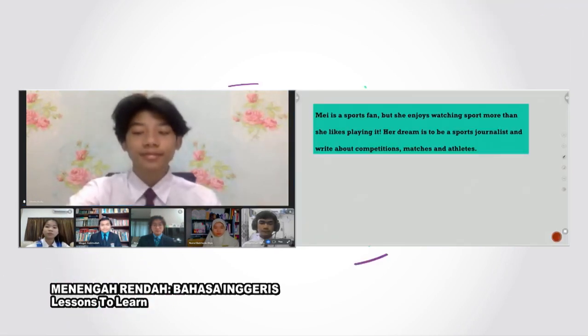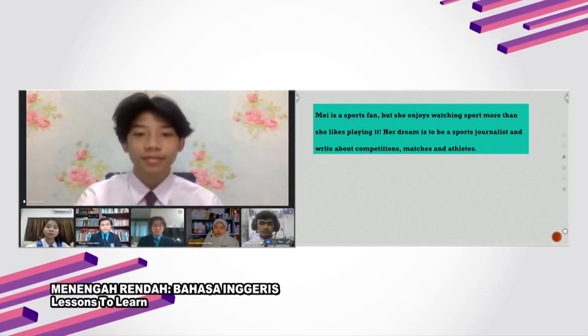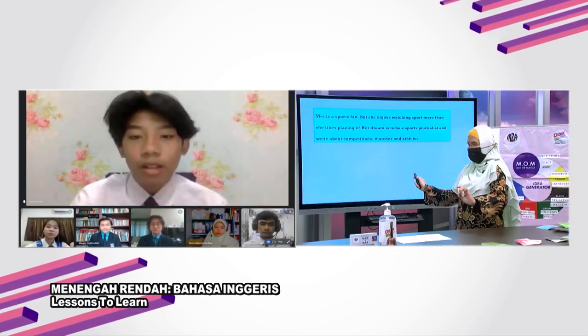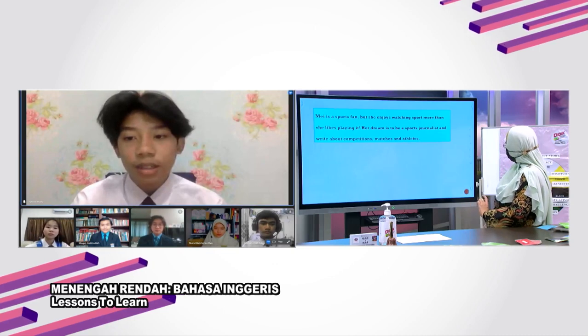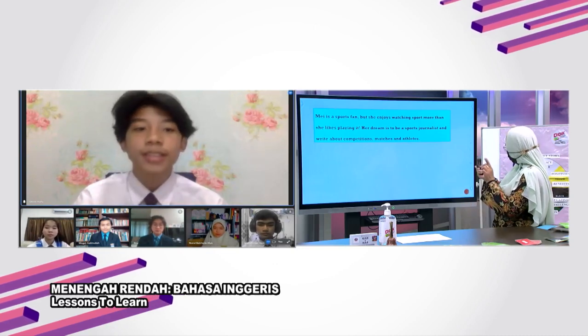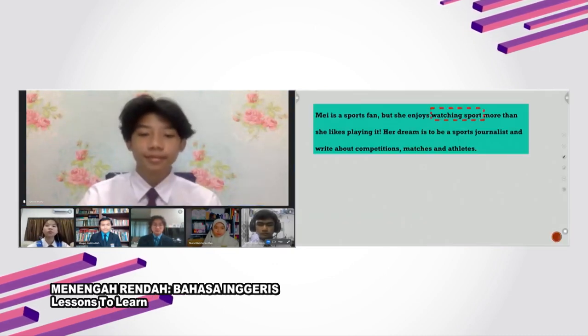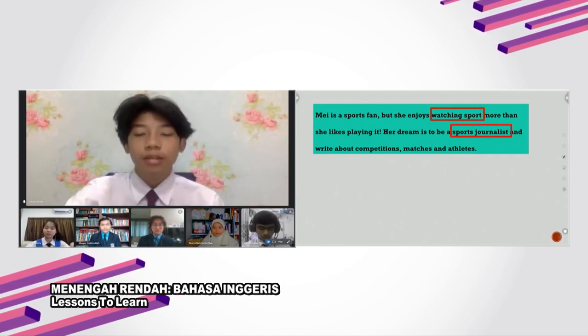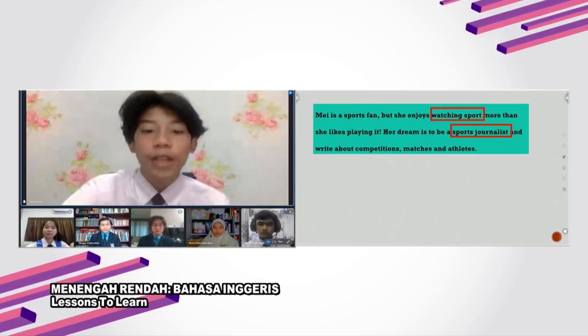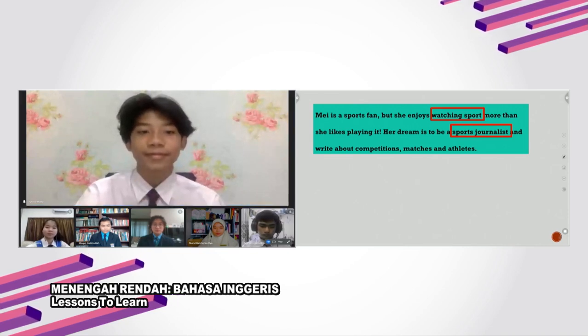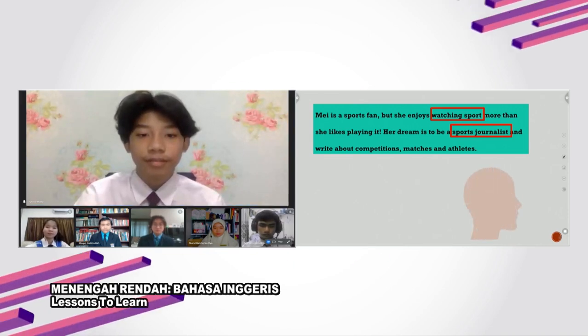All right. Now, Kimi, what are the keywords that you can find from these two sentences? The keywords are watching sport and sports journalist. Very good. Watching sports and journalist. Exactly. So what could be the answer, Kimi? F, madam. F. Okay, now let us see. He's just said F.